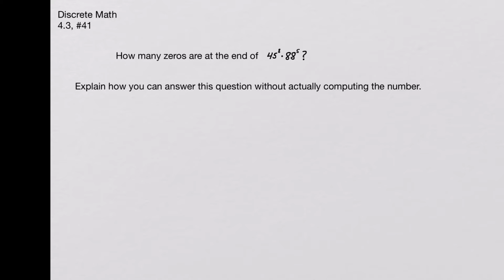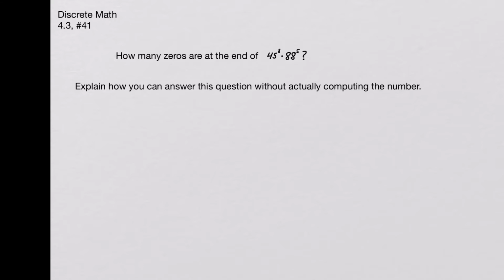In this problem, I'm going to determine the number of zeros at the end of the quantity 45 to the 8th power times 88 to the 5th power. And we won't need to calculate the answer, or the number I should say. We just need to know some things about factoring.